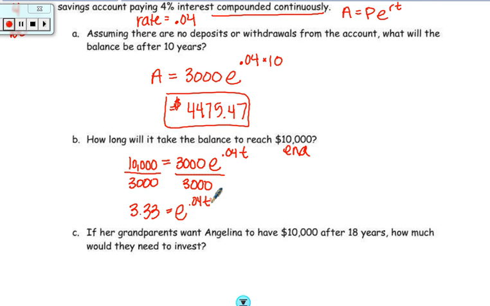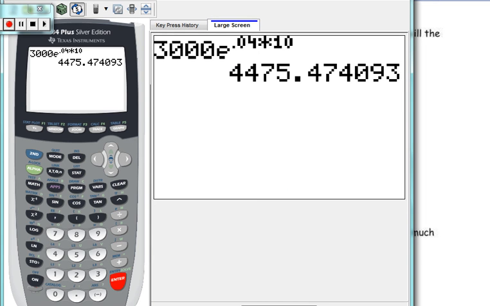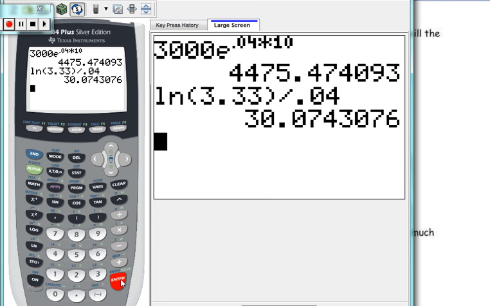Well, I know to get rid of the e out of my problem, I would need to take the natural log of both sides. The natural log of 3.33 equals the natural log of e to the 0.04t. And when you take the natural log of e, it cancels out of your problem. So the natural log of 3.33 equals 0.04 times t. Well, then how do you get the time by itself? I would need to divide by 0.04. So the natural log of 3.33 divided by 0.04 gives me about 30 years.